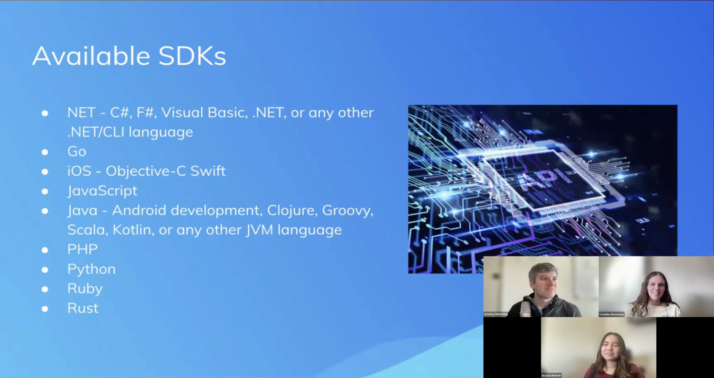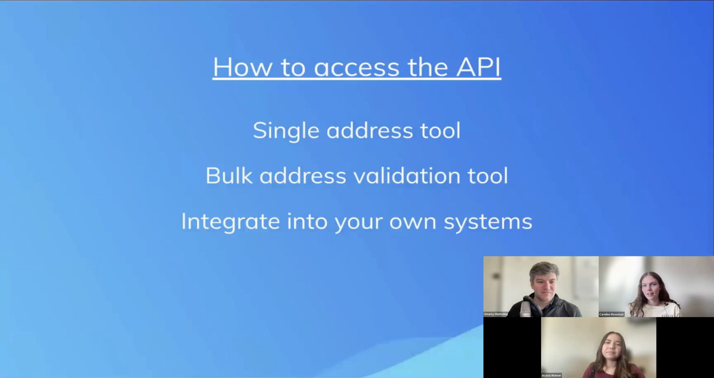So yeah, and then just how to access the API. We have a bulk address validation tool on our website, which is really helpful if you don't want to go through the process of implementing into your own systems. But obviously that's possible. And then a single address tool if you want to do some individual lookups before you commit to us. I'm sure you'll find what you're looking for. And that's all I've got.